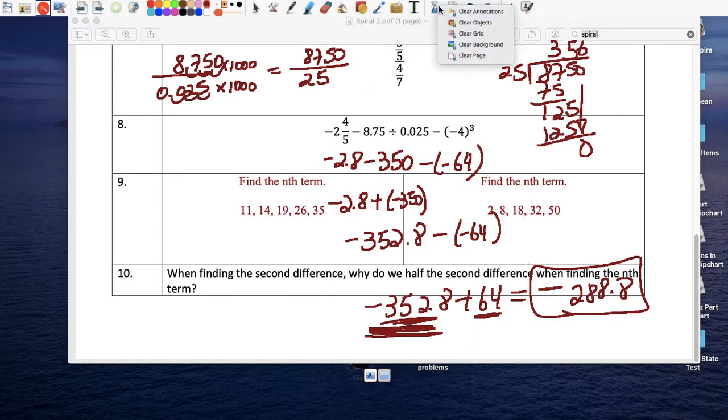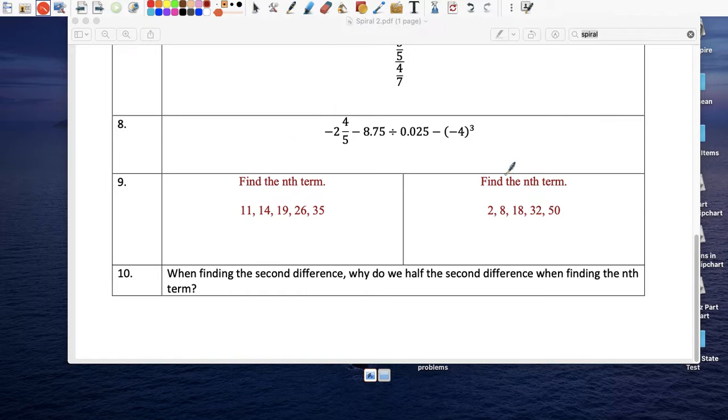Alright, bottom 2. Hopefully these two are a little bit more challenging than the ones you did in class, because we're at lunchtime. Let's do the first one.